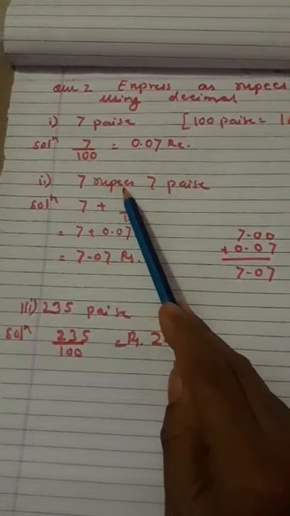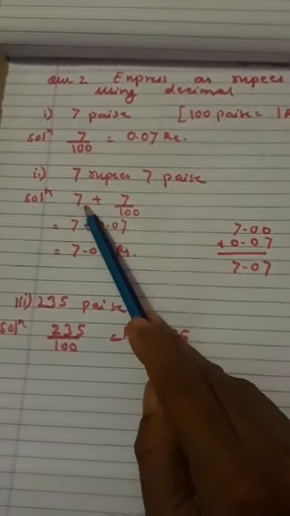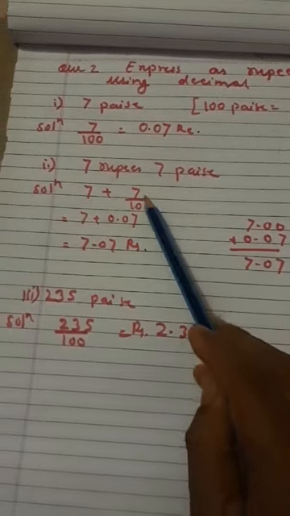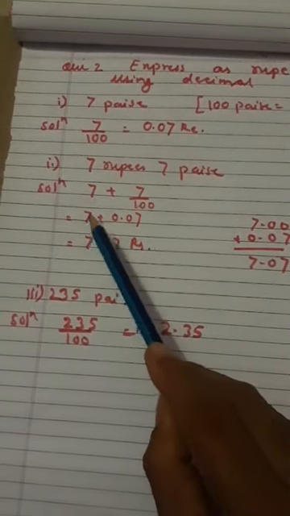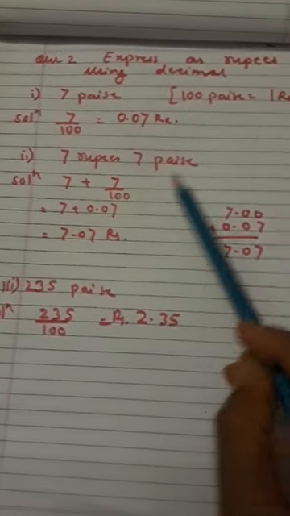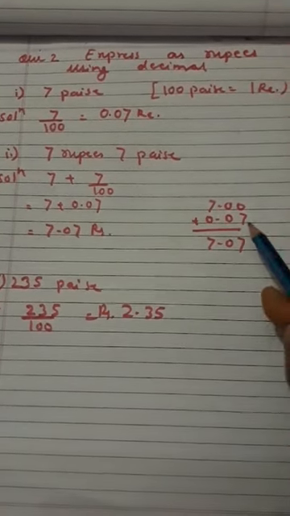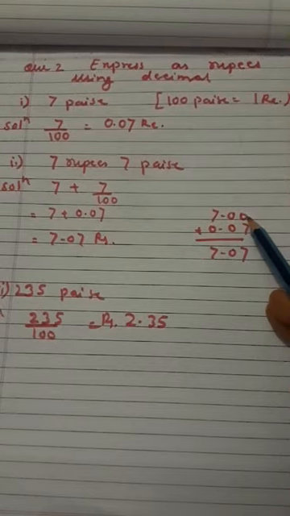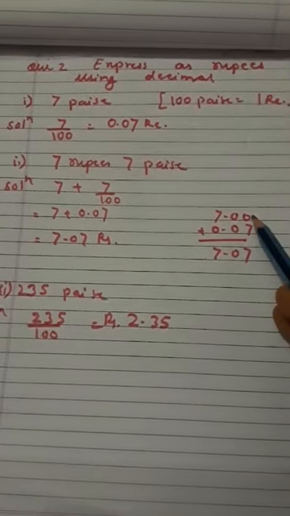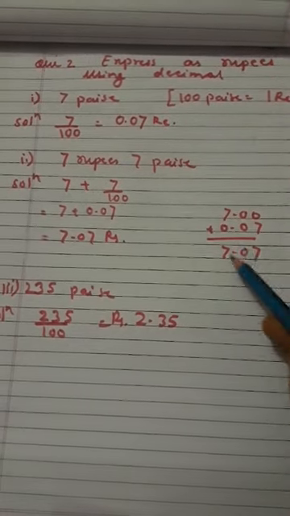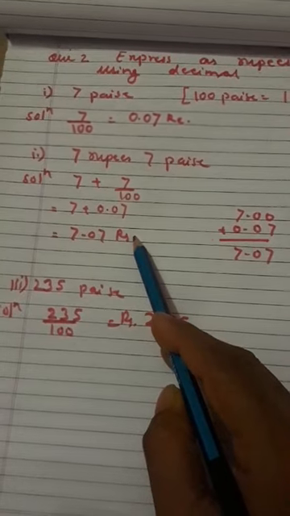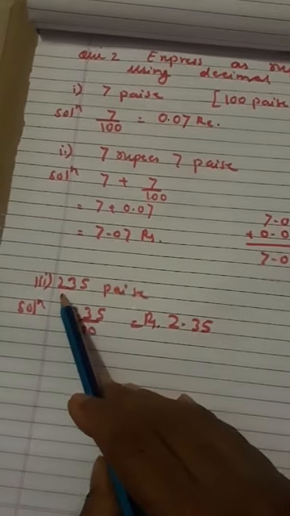7 rupees, 7 paisa. So 7 rupees is already in rupees. So what are you adding? 7 plus 7 paisa converted into rupees. So 7 divided by 100. So what did you get? 7 plus 0.07. Now for this addition, just look here. Remember this concept, students. 7.00 plus 0.07. So 0 plus 7, 7, and after addition what did you get? 7.07 rupees.